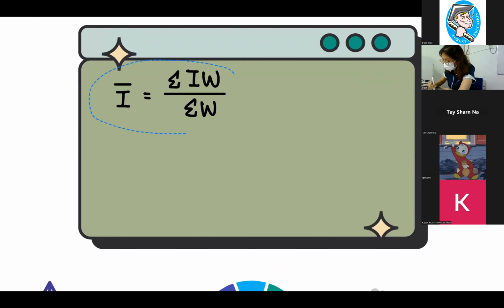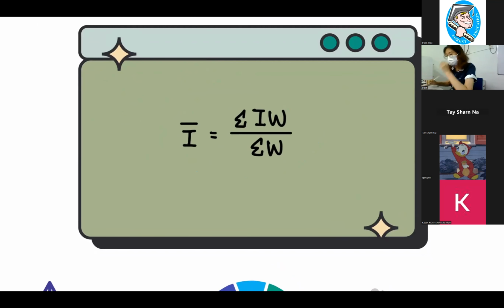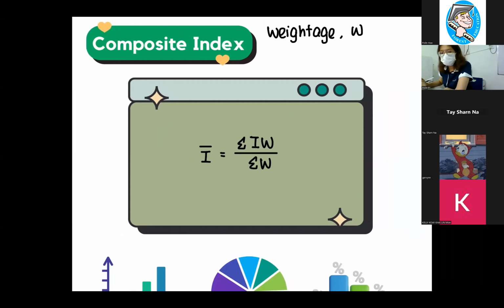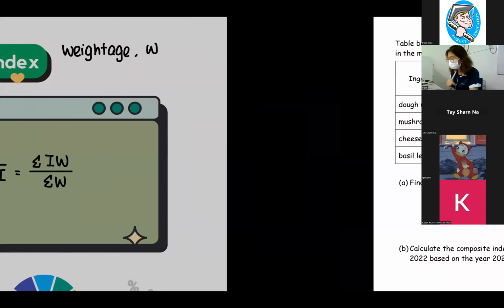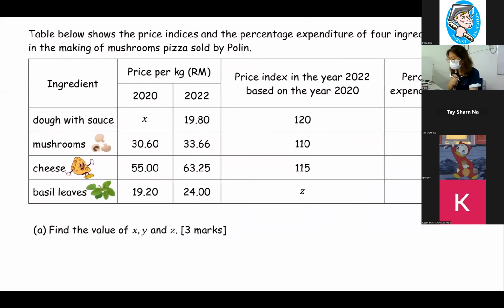Let me give you an example. 我给你一个 example. When do we use this? When we have a question about, maybe I say, 再等我一下，我再找一下我的另外一个 file. Okay, come back to this question. 我们回来这一个 summation of IW over summation of W. Just now I say, how do we apply? Let's say now I own a pizza shop and I want to make mushroom pizzas.